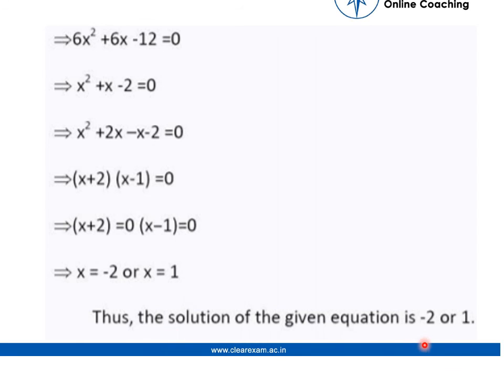So the solution of the given equation is x = -2 and x = 1. These are the two solutions for x.